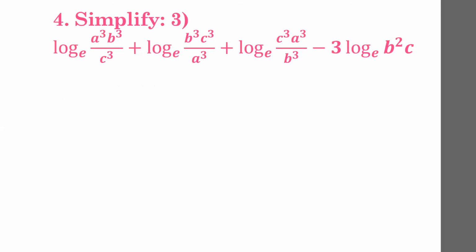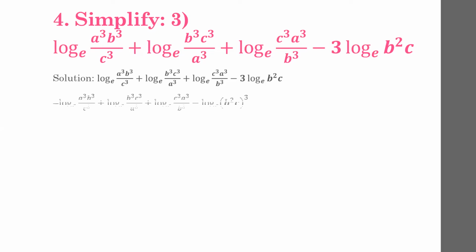Our next math is number 4.3 of number 4. Simplify log e based a cube b cube by c cube plus log e based b cube c cube by a cube plus log e based c cube a cube by b cube minus 3 log e b square c. So we have written the given line.